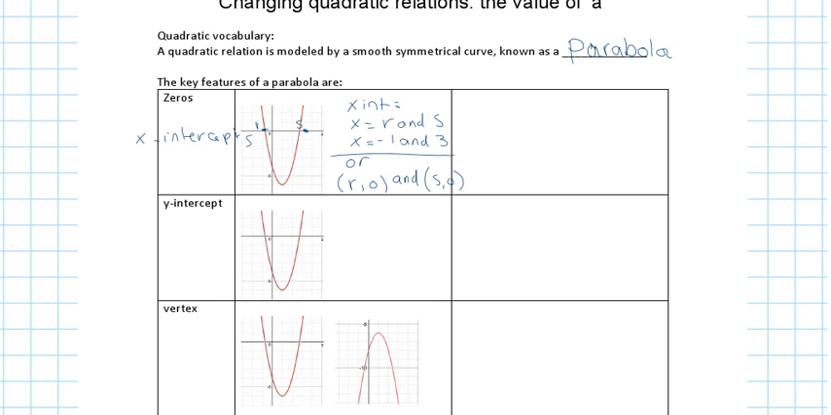So the x-intercepts, or the zeros, are when the graph intersects, or crosses, the x-axis. There are many terminologies that they use for the zeros.